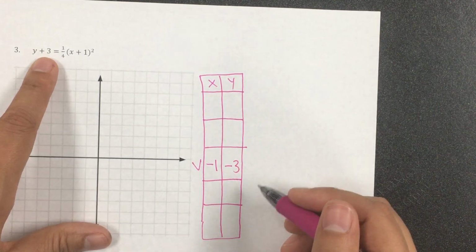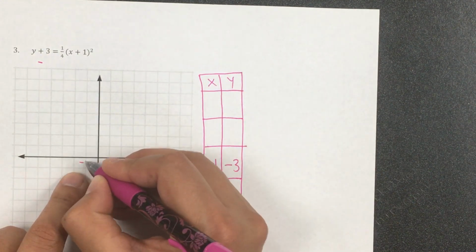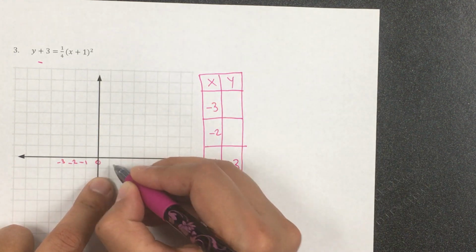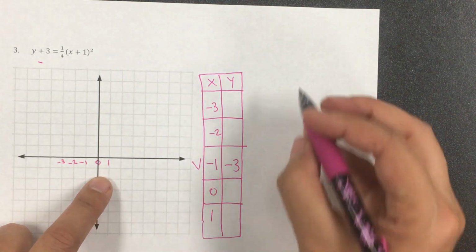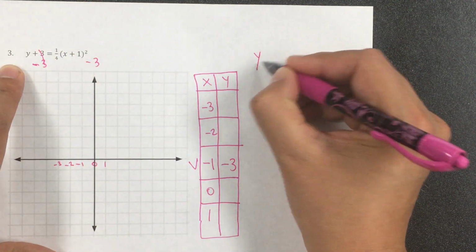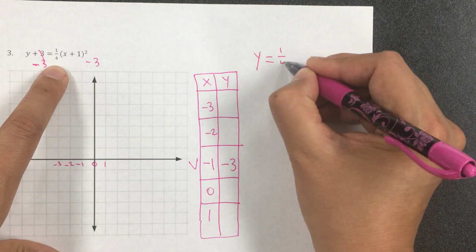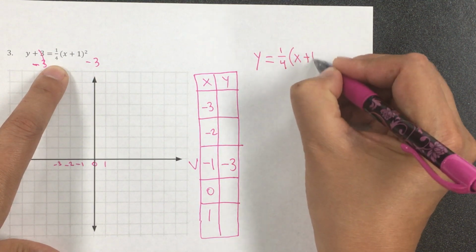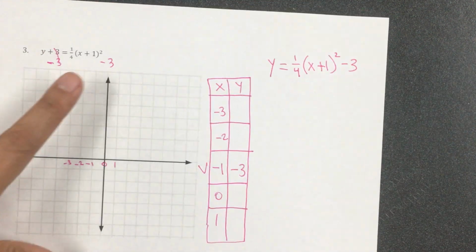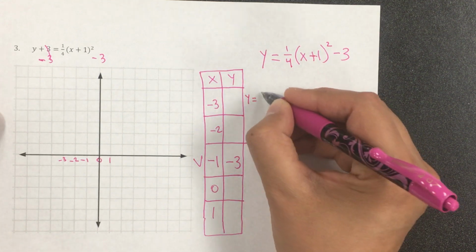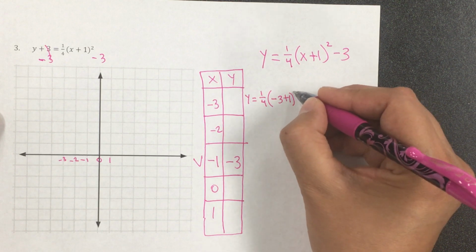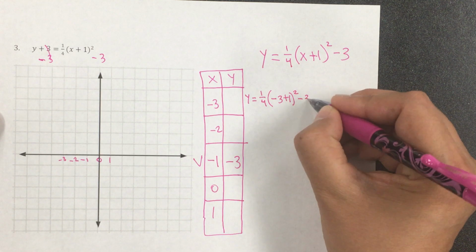And so in here, if I have -1, I'm going to use -2 and -3. And over here, I'm going to use 0 and 1. And for my equation, remember that I'm going to subtract 3, cancel it from here to leave y alone. So it's y equals 1/4 x plus 1, everything square, minus 3. Okay, and so I start y equals 1/4 of negative 3 plus 1 square minus 3.